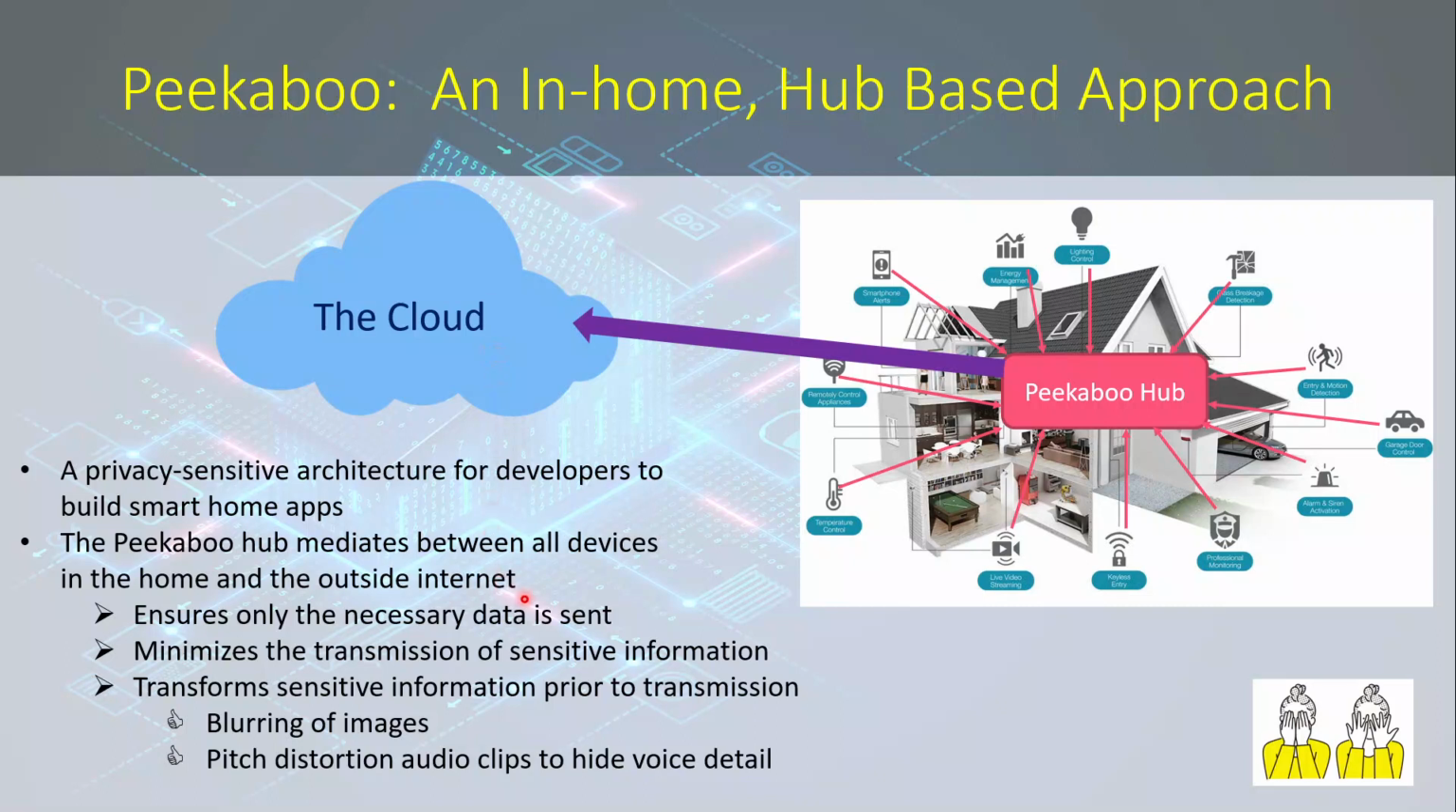Specifically, it will ensure that only necessary data is sent. It will minimize the transmission of sensitive information, and for sensitive information that must be sent, it will transform it in some way to maintain privacy. This could be through the blurring of images to hide sensitive information like a license plate number, or distorting the pitch of an audio clip to hide the voice fingerprint.